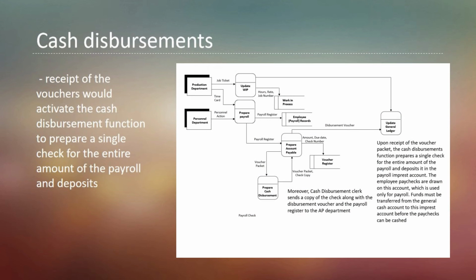Next would be the cash disbursements, where receipt of the vouchers would activate the cash disbursement function to prepare a single check for the entire amount of the payroll and deposit it in the payroll imprest account. An employee or worker would usually receive a check from their department to withdraw cash from the payroll imprest account, or the pay would automatically transfer to their own bank accounts, depending on the business.